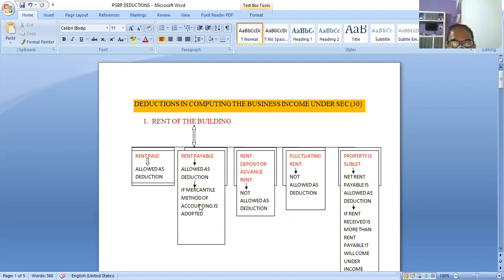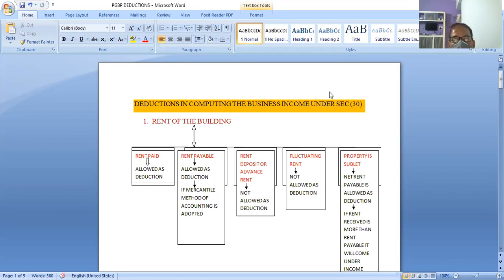Please remember, you'll forget sometimes. If nothing is mentioned in the problem, you have to assume that the business is maintaining the mercantile system of accounting. If they mention that the business follows the cash system of accounting, rent payable is not allowed as deduction. Only if the business follows the mercantile system of accounting is rent payable allowed as business expenditure.